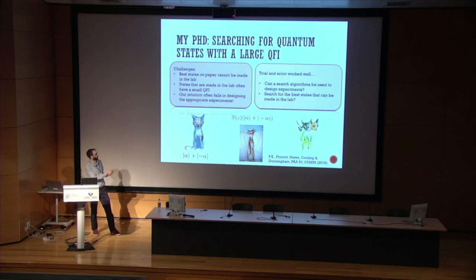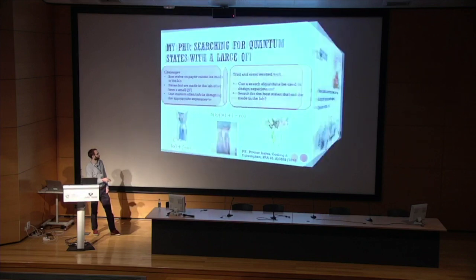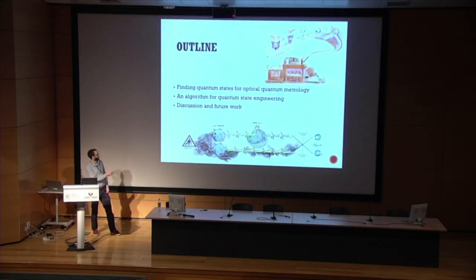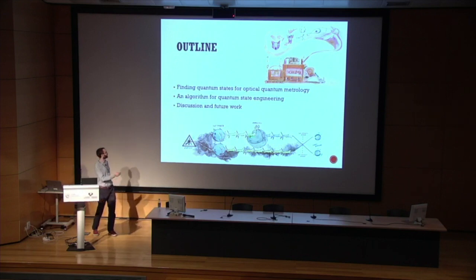So I wondered whether a search algorithm could do a better job than me at designing these experiments to make these different states. So can we search for the best states that can be made in the laboratory? And this was my new research goal that I'm going to talk about in this presentation. So I've introduced the background, which is optical quantum metrology and finding practical states. I'm now going to introduce an algorithm that we can use for quantum state engineering.